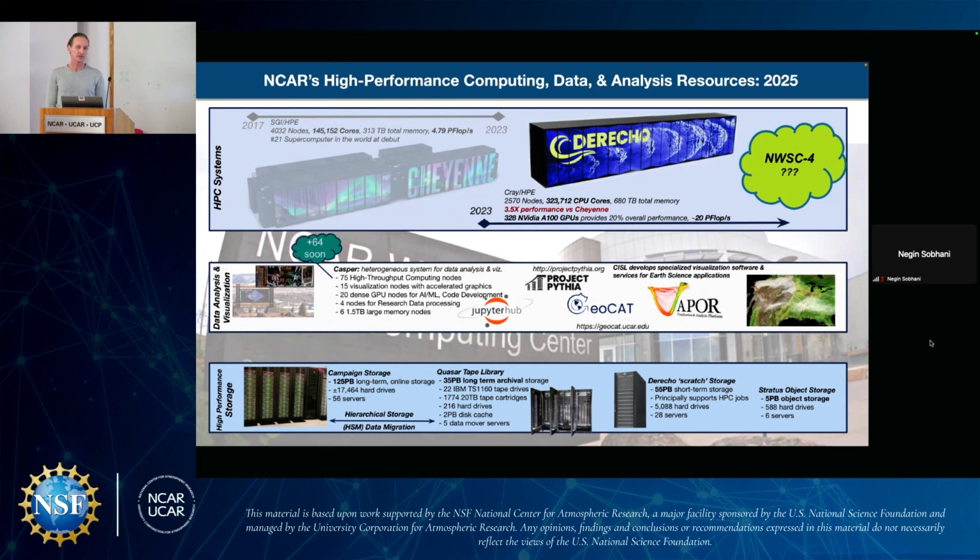Campaign storage is an online disk-based system that's currently about 125 petabytes, and that is for long-term archival type storage, but it is online on a disk-based system. That is connected directly to our Quasar tape library, currently at 35 petabytes, but growing this year. That is offline tape archival, so truly cold storage. And then a companion system that goes along with Derecho is its Scratch file system. This is for temporary high-performance storage that's tied to modeling and simulation runs before it can be post-processed to smaller data sets. That's currently 55 petabytes of Lustre-based file system.